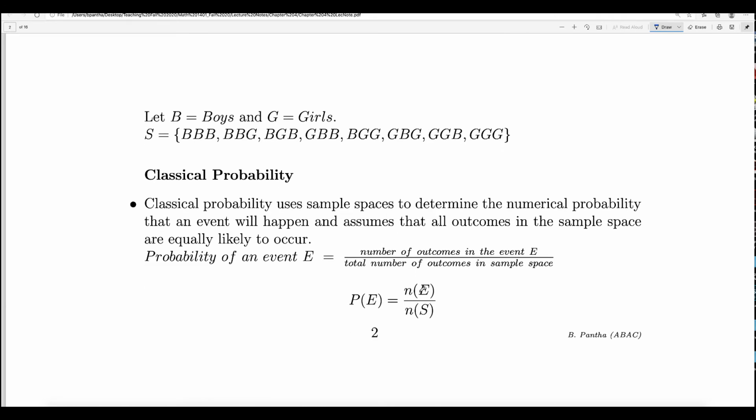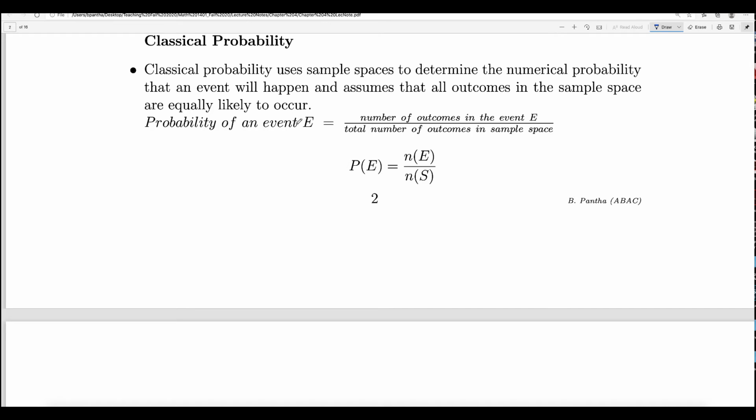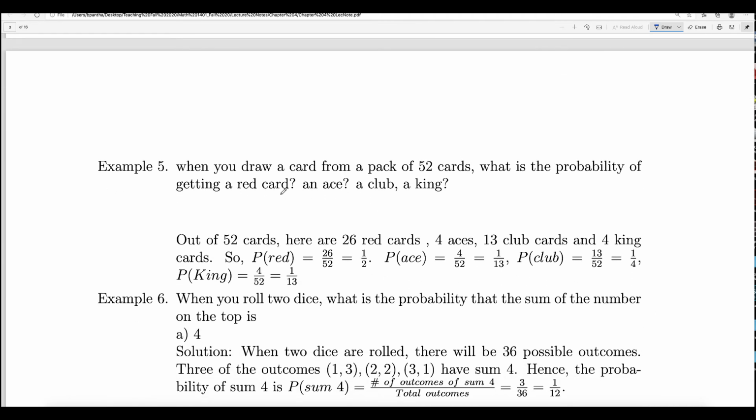Next is the definition of probability. So how do we define the probability? The probability of an event E, which we denote by P(E), is the number of outcomes in the event E divided by the total number of outcomes in the sample space. So you need to know how many outcomes are in the sample space if you want to find the probability of an event. So this is the formula: P(E) equals N(E), meaning the number of outcomes in event E, over N(S), meaning the number of outcomes in the sample space S. Let us do some examples here.